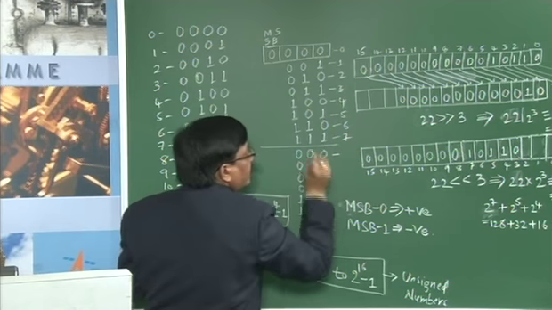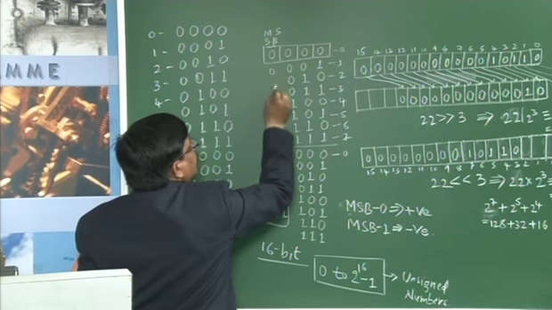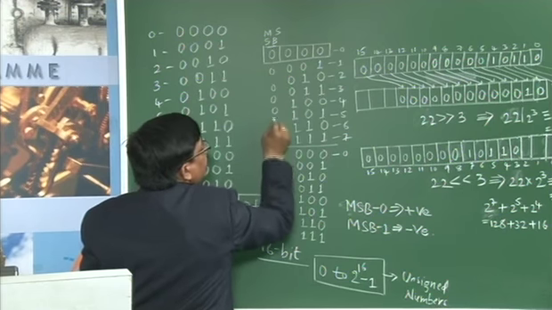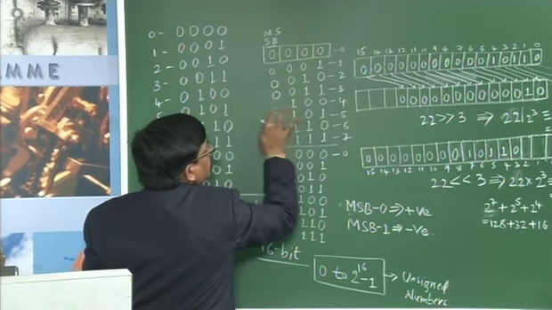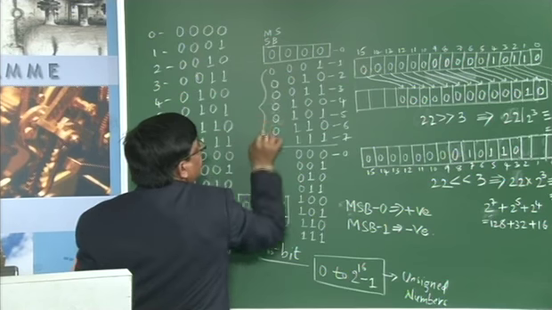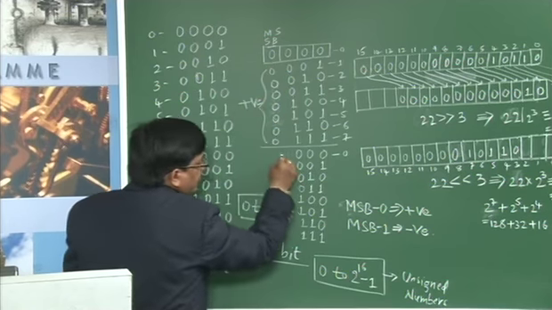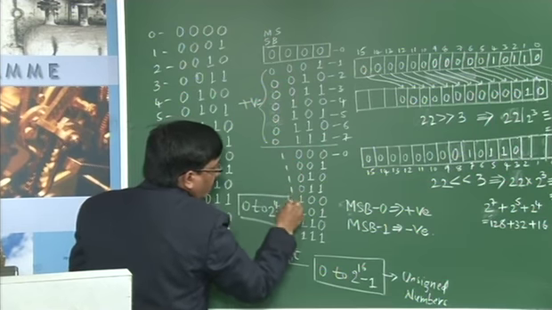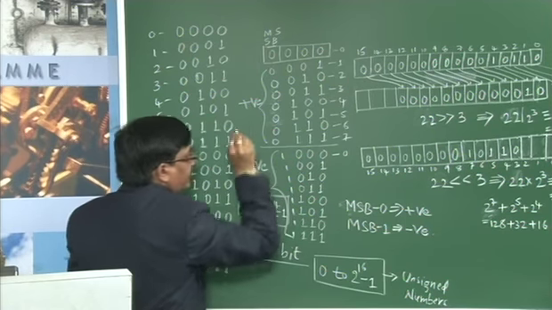What about this particular value? Again I am getting a 0 here, but note that in all these cases the MSB value will be 0, so I say that the number is a positive value. In all these other cases the MSB value will be 1, so I say that the number is a negative value.